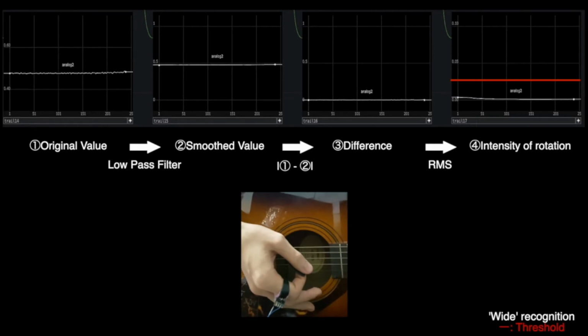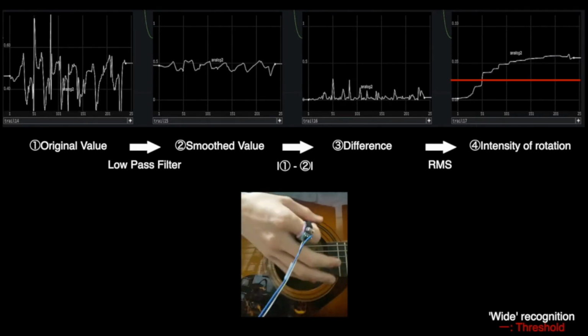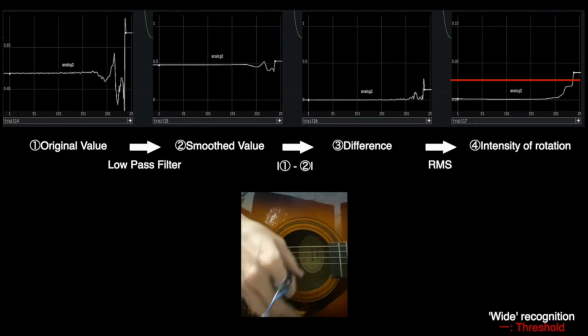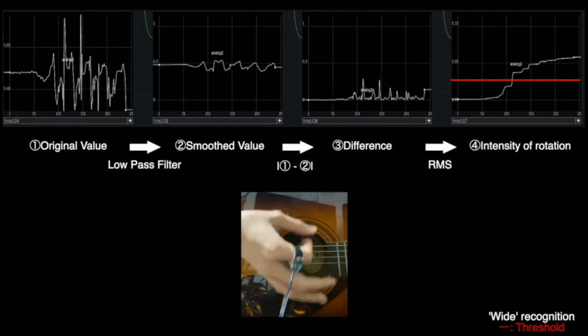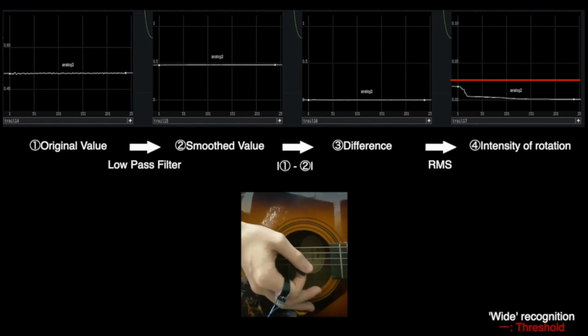This is a movie of wide recognition. Concretely, we calculate the root mean square of the difference between the original rotation value and the rotation value after applying the low-pass filter, and then judge the state as wide if the RMS exceeds a certain threshold.